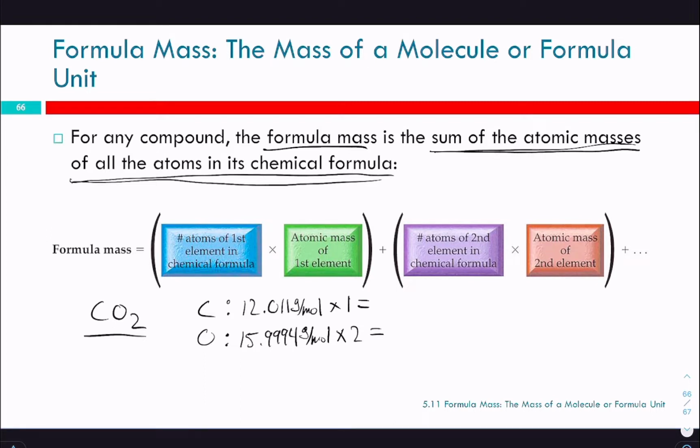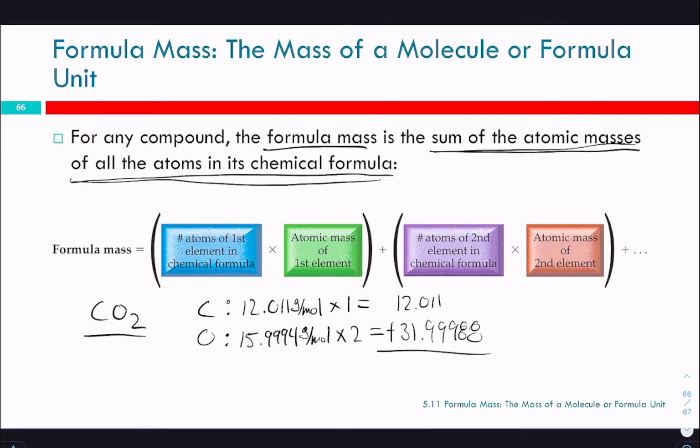So we can do 12.011 times 1, which is 12.011, plus 15.9994 times 2, which is 31.9988. For exams, I'll give you a periodic table with probably fewer significant figures on each of these than that, and that's the number of sig figs you should use. We'll use all of these here, though.